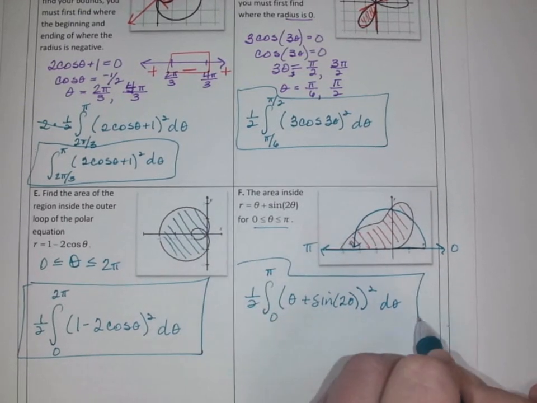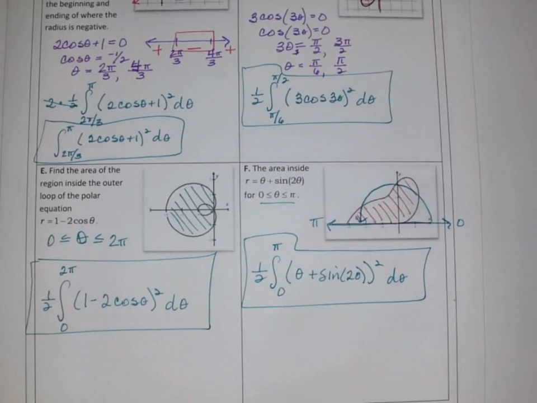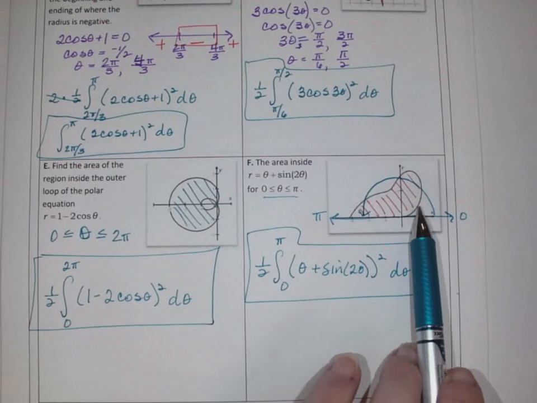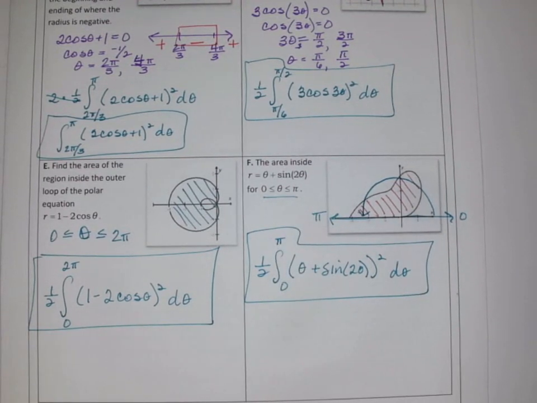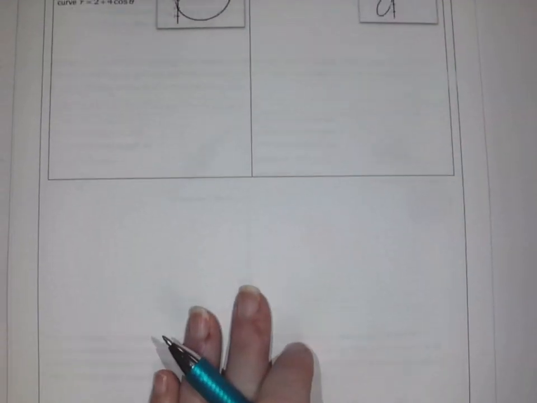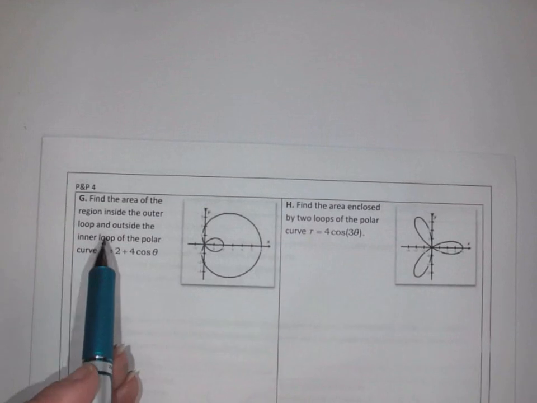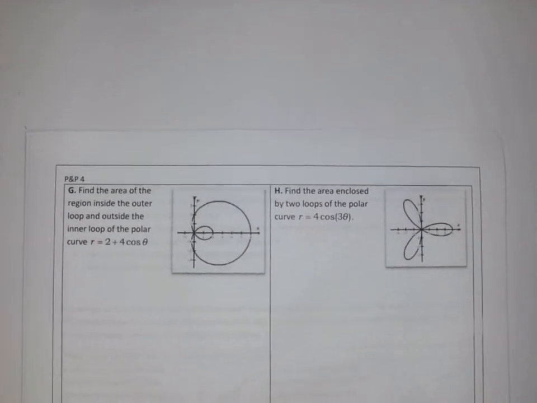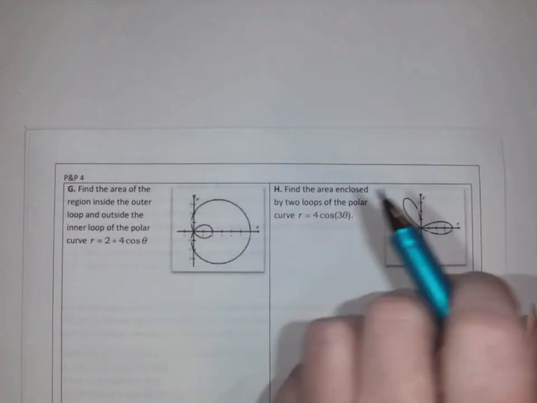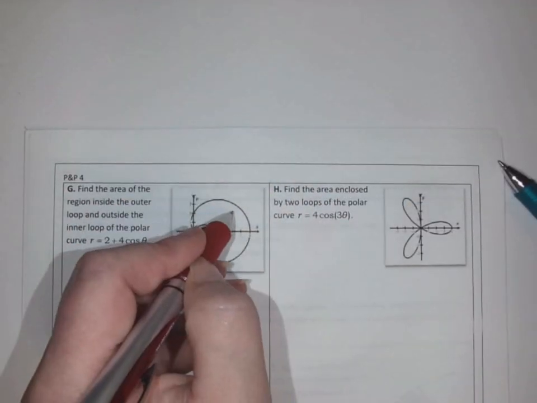A lot of times area on the AP exam, if you remember your formula, is pretty easy because they give you the shape and they give you the bounds and you're just plugging it into the formula. All right, a couple more. It says find the area of the region inside the outer loop and outside the inner loop. So now what we want is this region here.